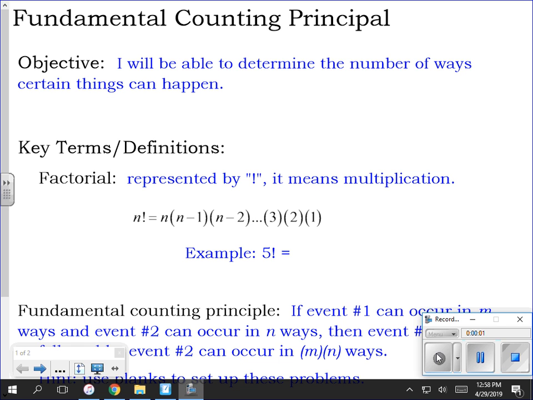It's not that difficult. It's fairly simple. Today we're dealing with the fundamental counting principle.